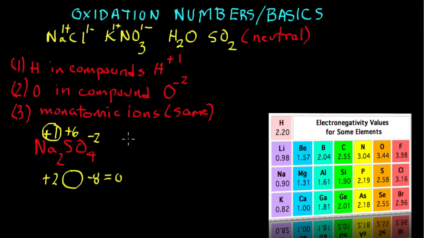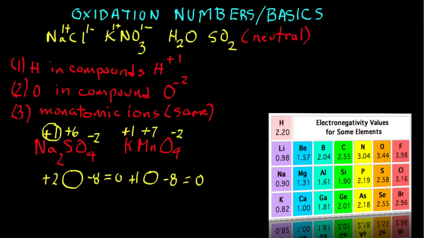Let's try another one. Potassium permanganate. Rule. Potassium is a monatomic ion. It is +1. Rule. Oxygen is -2, the more electronegative element. 4 times a -2 is a -8. So it's a minus 8 there, and that's a plus 1. Something here must equal 0. It is plus 7.